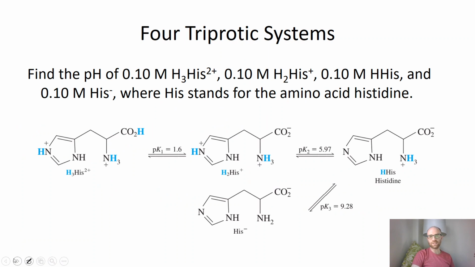So looking at these four examples of how to treat a triprotic base, I thought it would be a good idea to just go through the process of calculating the pH for one triprotic system at each possible starting material.